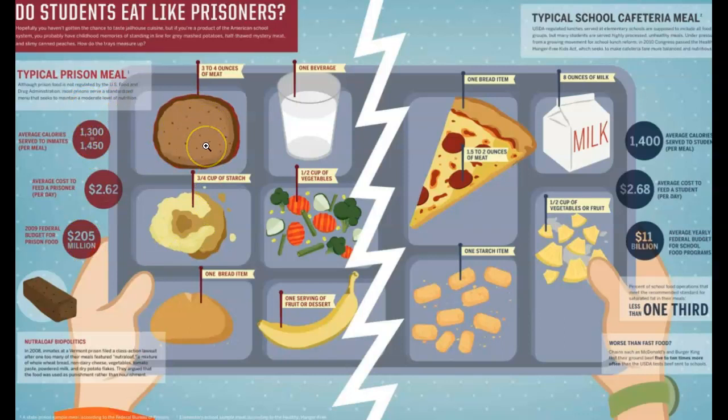3 to 4 ounces of meat, 1 beverage. They don't say what the beverage is. That looks like water, maybe cloudy water. I'm not sure. That might be a glass of milk. I'm not sure. Just a beverage. A half cup of vegetables, a 3/4 cup of a starchy vegetable, 1 bread item, and 1 serving of fruit or a dessert of some kind.